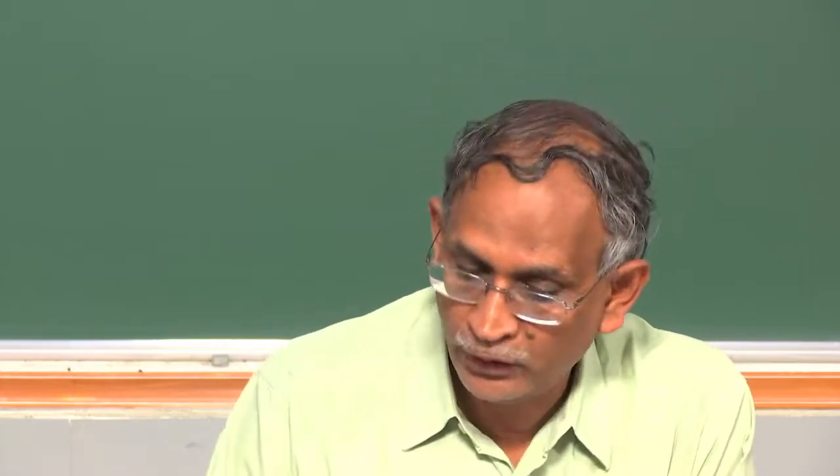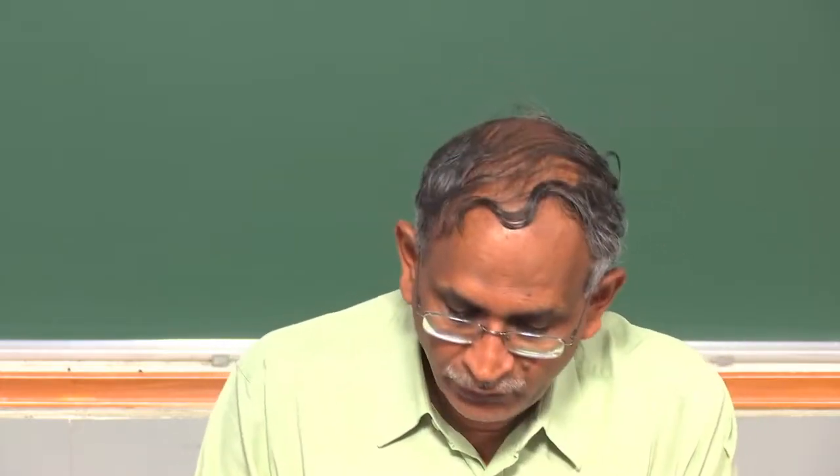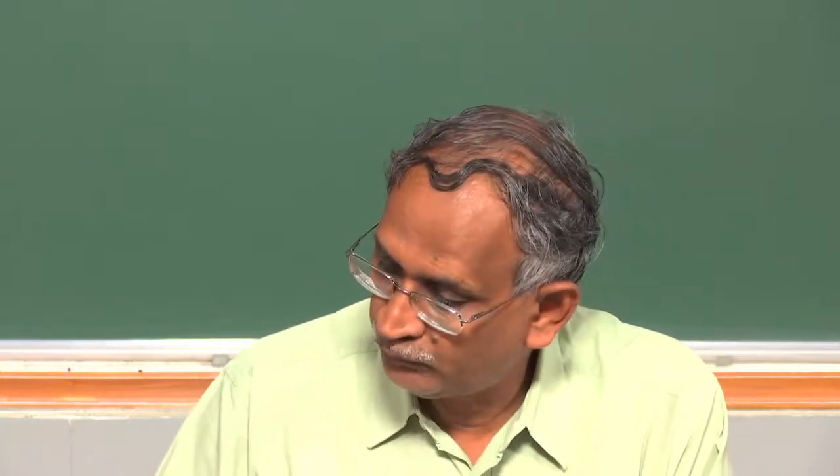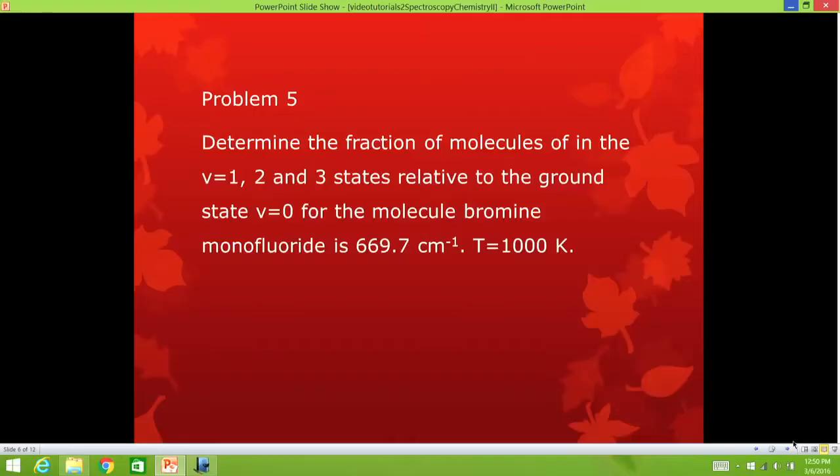This continues from what I just did for 4 problems in the video tutorial 2, and we shall start with the next problem, namely problem 5, in which we are asked to do the following: determine the fraction of molecules in the V is equal to 1, 2 and 3 state relative to the ground state V is equal to 0 for the molecule bromine monofluoride.